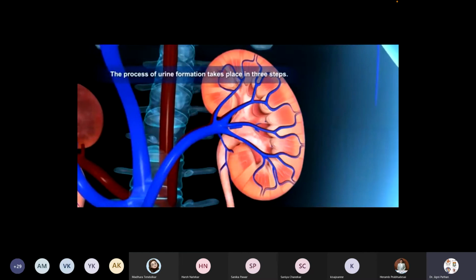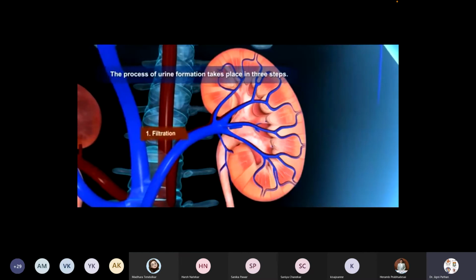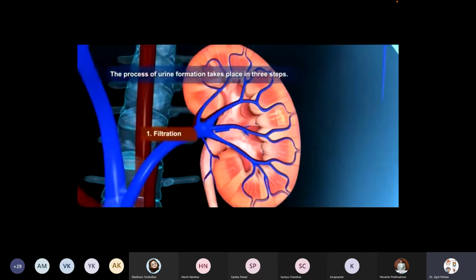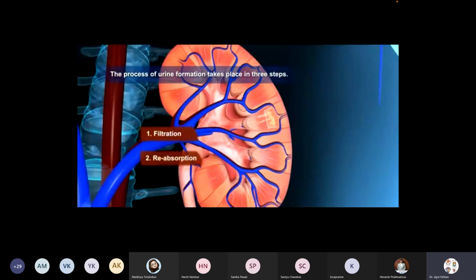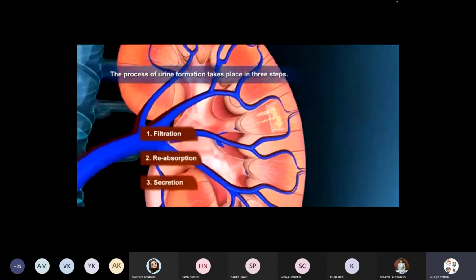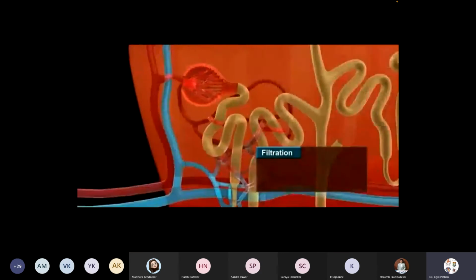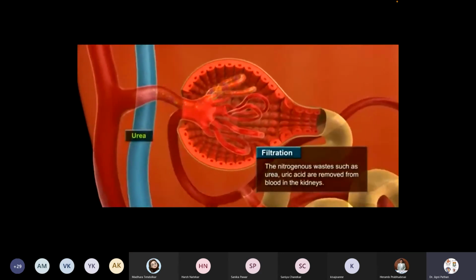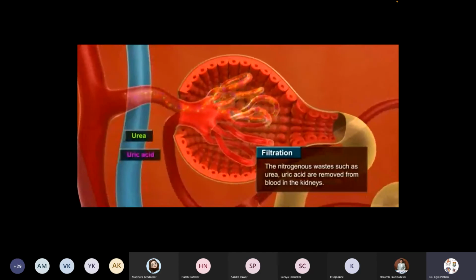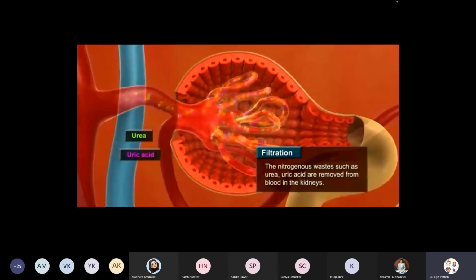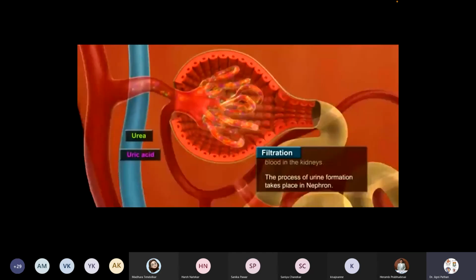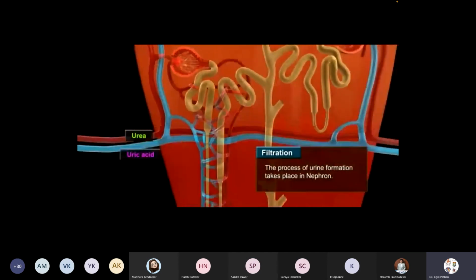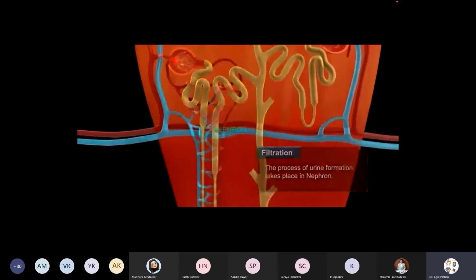The process of urine formation takes place in 3 steps. 1. Filtration. 2. Reabsorption. 3. Secretion. Filtration. The nitrogenous wastes, such as urea and uric acid, are removed from blood in the kidneys. The process of urine formation takes place in the nephron.